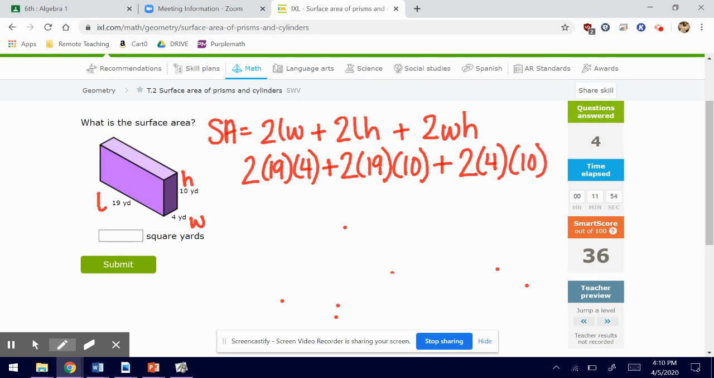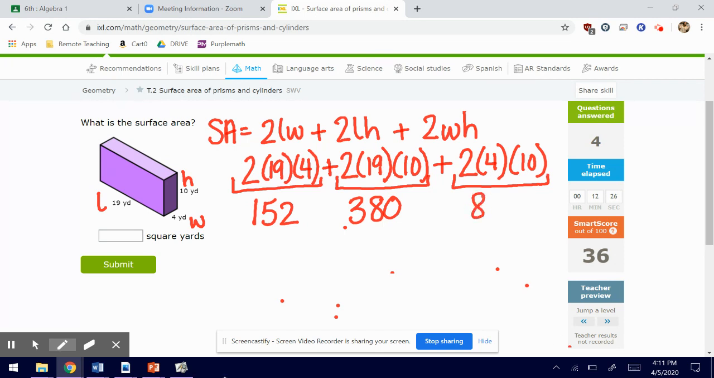Okay, just like earlier, I'm going to do one part at a time. So I'm typing this in the calculator. 2 times 19 times 4. And that gives me 152. Now I'm going to type this part in the calculator. 2 times 19 times 10. That's going to give me 380. And then this last part I'm typing in the calculator. 2 times 4 times 10. And that's going to be 80.